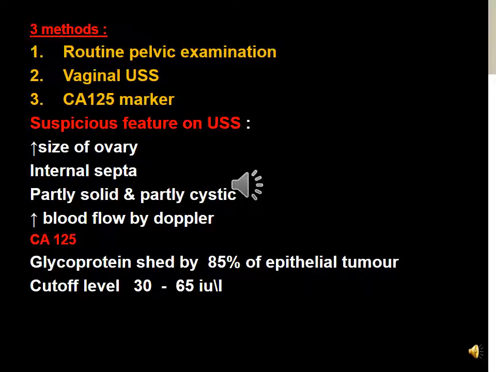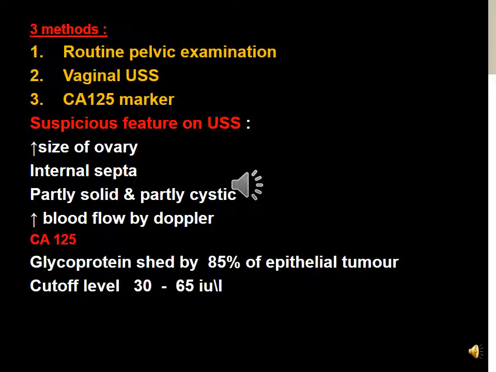What are the suspicious lesions? What are the suspicious points in the ultrasound that raise the possibility of ovarian cancer? The first is an increase in the size of the ovary. Note the ovarian tumor, increase in the size of the ovary. Sometimes the ovarian tumor is less than 1 cubic centimeter.